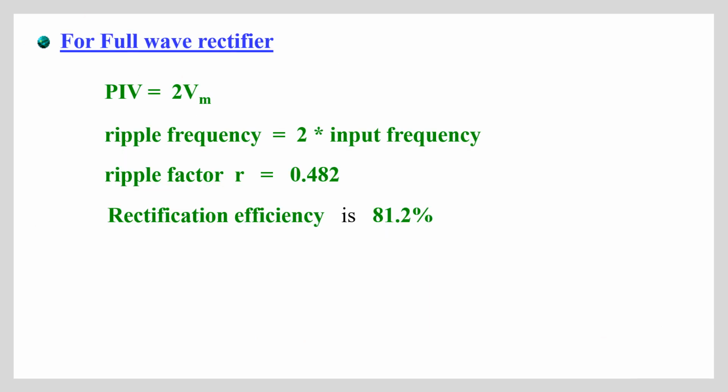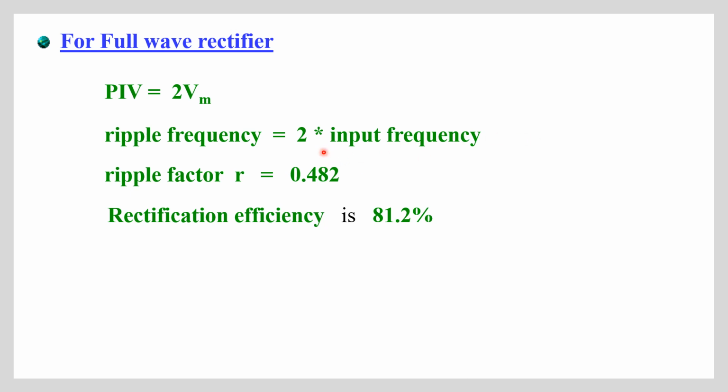Here the parameter PIV is equal to 2Vm. Ripple frequency is twice the input frequency. If the input frequency is 50, then the ripple frequency for the full wave rectifier will be 100.